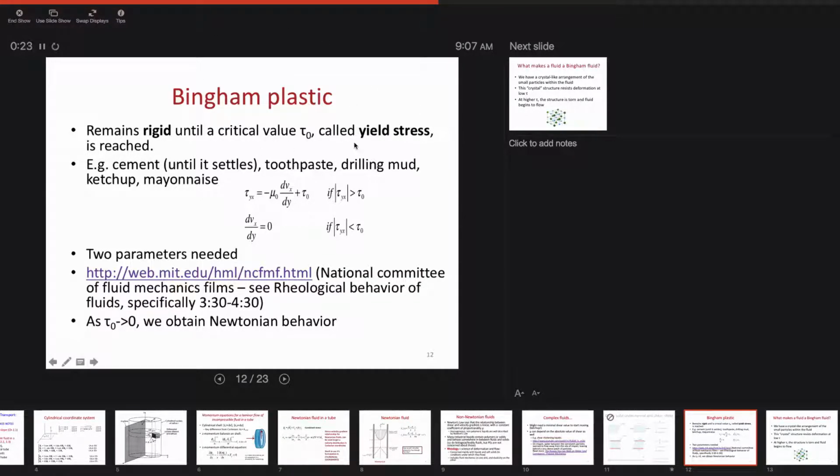So Bingham plastic essentially is a fluid that is in between a fluid and a solid. It remains rigid until there is enough stress to move it. Okay. So there is a sort of a critical stress value, shear stress, up until which it doesn't move.